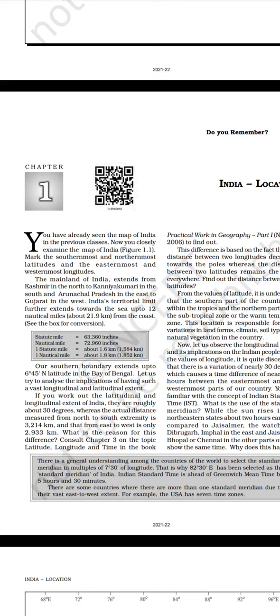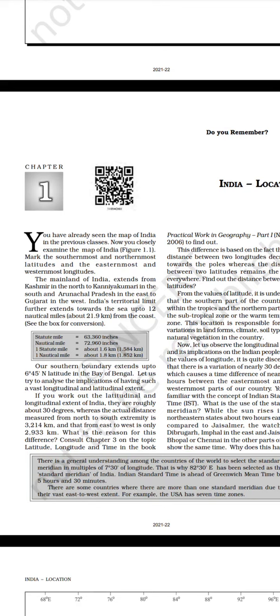While the sun rises in the northeastern states about 2 hours earlier as compared to Jaisalmer, the watches in Dibrugarh, Imphal in the east and Jaisalmer, Bhopal or Chennai in the other parts of India show the same time. Why does this happen? There is a general understanding among the countries of the world to select the standard meridian in multiples of 7 degrees 30 minutes of longitude. That is why 82 degrees 30 minutes east has been selected as the standard meridian of India. India's standard time is ahead of Greenwich Mean Time by 5 hours and 30 minutes.